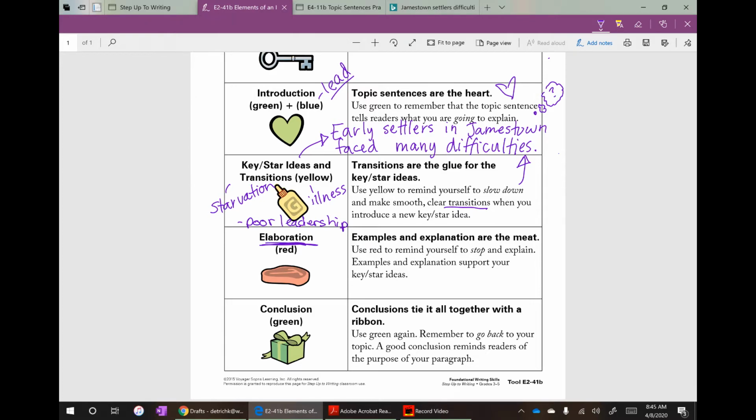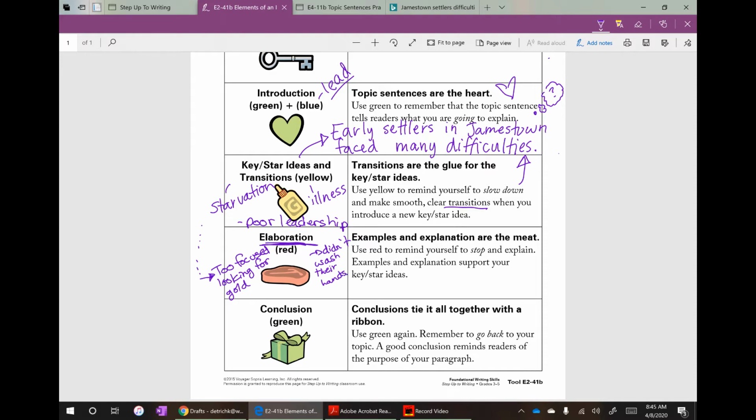So, for example, for starvation, I could say that they were too focused looking for gold. And maybe their illness, they didn't wash their hands. Mostly just because they didn't have sinks or very well-built houses.